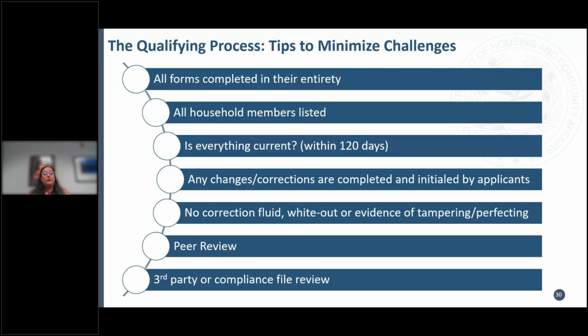Go through a peer review if you can. If you're in a 2-person or 3-person or 4-person office, have somebody else look at the file and say, hey, does this make sense? Does this tell the story that I'm trying to get it to tell? Or do you see something that maybe I'm overlooking because I'm in this file? And if you have a third party or compliance file review, view that as a resource, not as a hindrance.